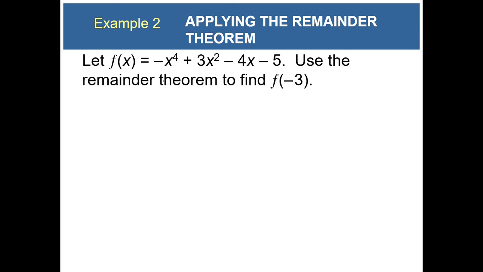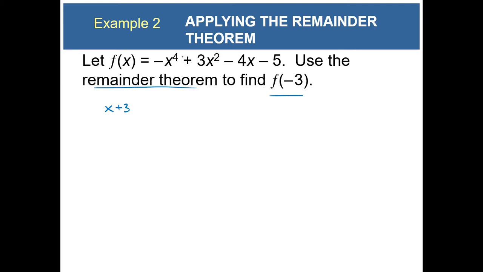In example 2, let's let f of x be equal to negative x to the fourth plus 3x squared minus 4x minus 5. Use the remainder theorem to find f of negative 3. Of course, we could plug in negative 3 into the function value and then evaluate it and figure out what f of negative 3 is. But we want to use the remainder theorem in this case. So let's use synthetic division. We're going to divide this function by x plus 3.